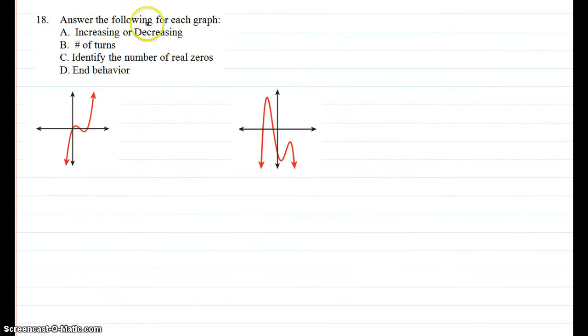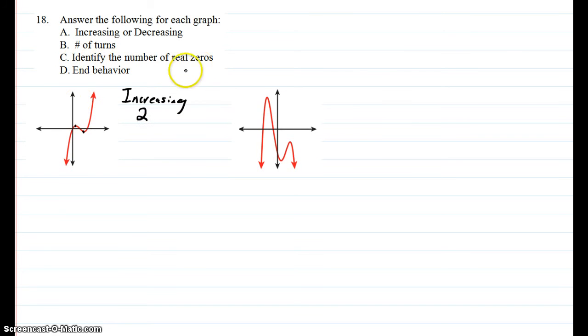All right, 18, answer the following for each graph. So we'll start with this one. Is it increasing or decreasing? So as we go left to right, it goes up, so it's increasing. The number of turns: you can see it goes up, turns once, turns twice, so it has 2 turns.